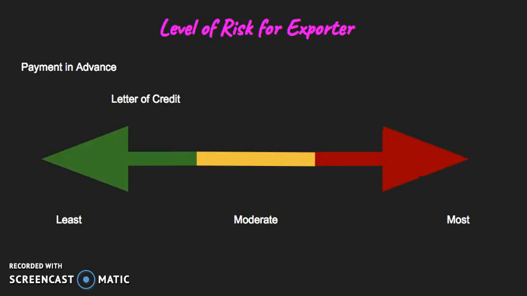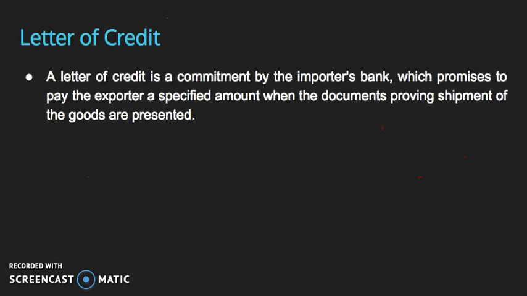Next, I guess, in level of risk, which is still quite low, is letter of credit. So a letter of credit is a commitment by the importer's bank which promises to pay the exporter a specified amount when the documents proving shipment of goods are presented. So what this means is, let's say we're transporting red t-shirts from Australia to Japan.